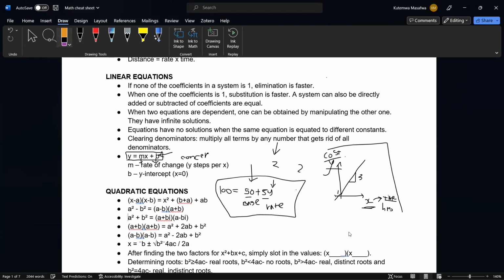So imagine you've been given this equation, y is equal to 3x, or let's keep the numbers. Let me change this to 5. Okay, let me erase this. So let's make it 5y plus 50.